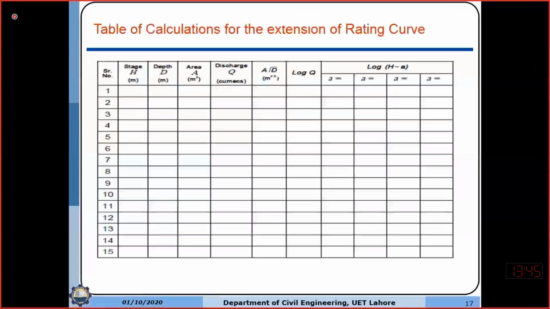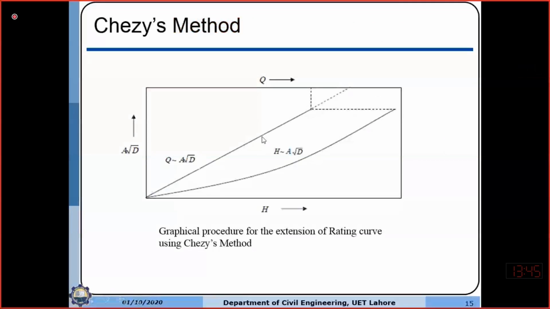Again, I should go to the table. So you are given with the first four columns: stage, depth, area, and discharge. Now using that method, you have to find out A under root D. The units are meter power 2.4. So area is given, depth is given, so A under root D you can find out. Now you have to plot a graph between A under root D and Q, A under root D on y-axis and Q on x-axis. So this will be graph between Q and A root D, that will be a straight line.